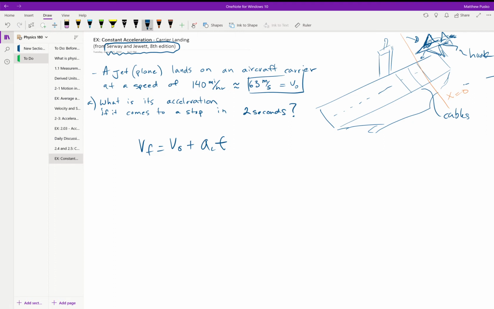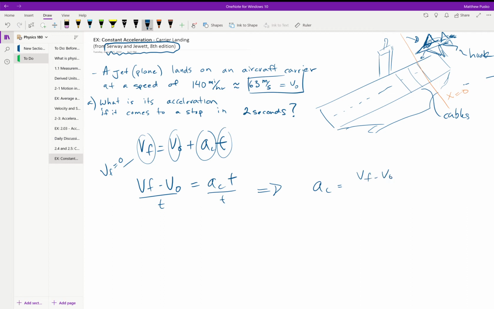Well, we're looking for acceleration. We know time. We have its final velocity and initial velocity. So if it came to a stop, the final velocity must be 0. We know the time is 2 seconds, and we know its initial velocity. So we can basically go ahead and rearrange this. Let's throw the v0 on this side. Gives us acceleration times time, and then let's divide both sides by time. So what that will give me is the acceleration is equal to the change in velocity divided by the time.